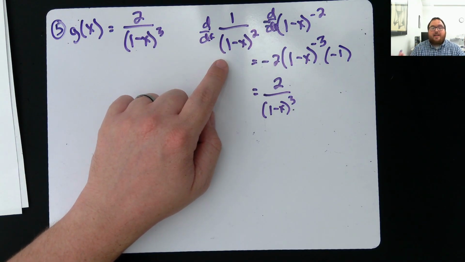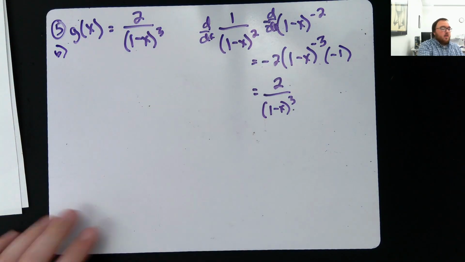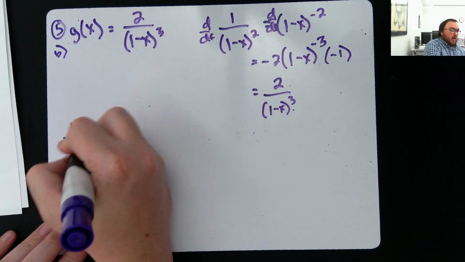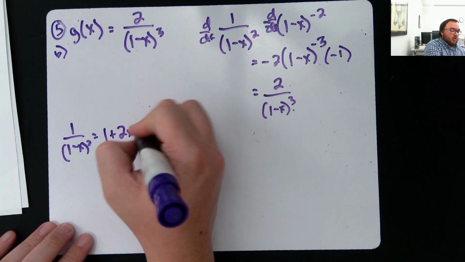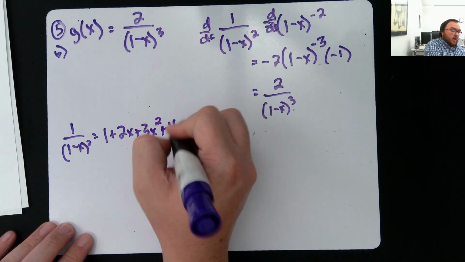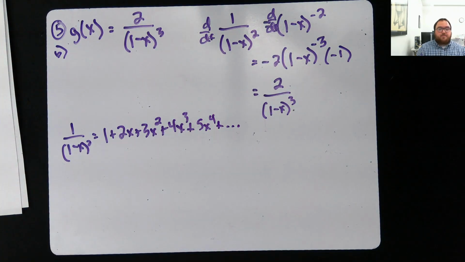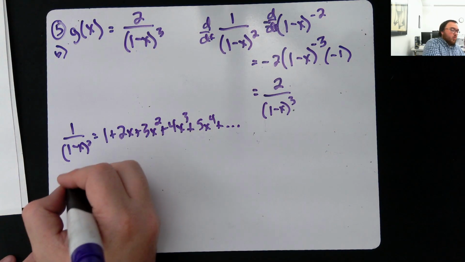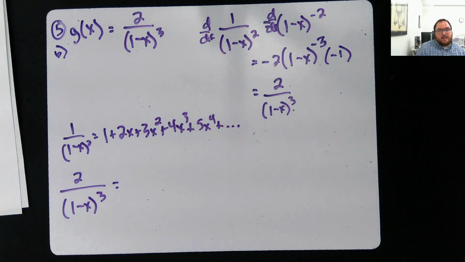This is what we did in example A. This is example B. This is the one we did in example A. We said that 1 minus 1 over x squared was 1 plus 2x plus 3x squared plus 4x cubed plus 5x to the fourth, on and on. So to do the one that I want, I just have to take the derivative, and that's it.